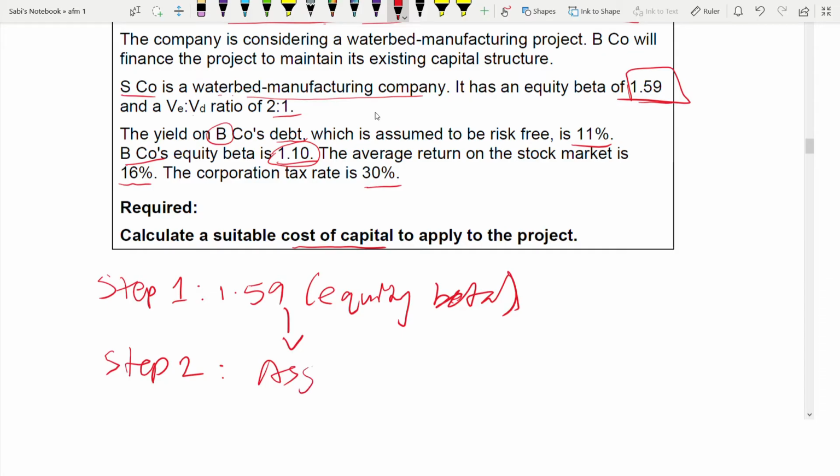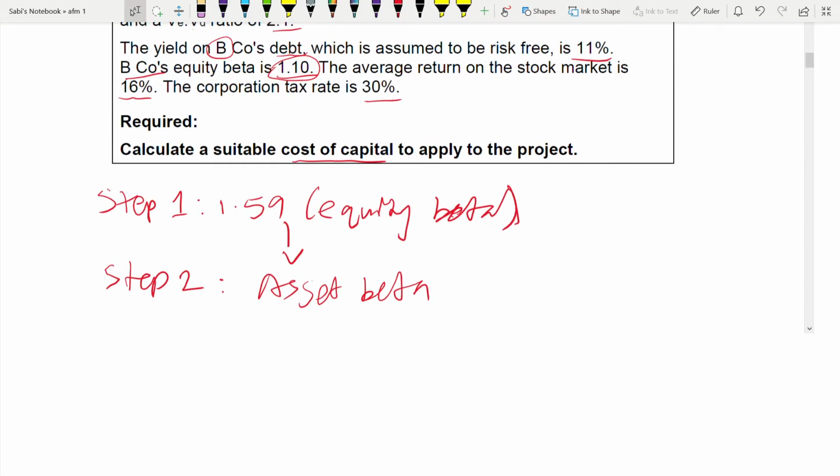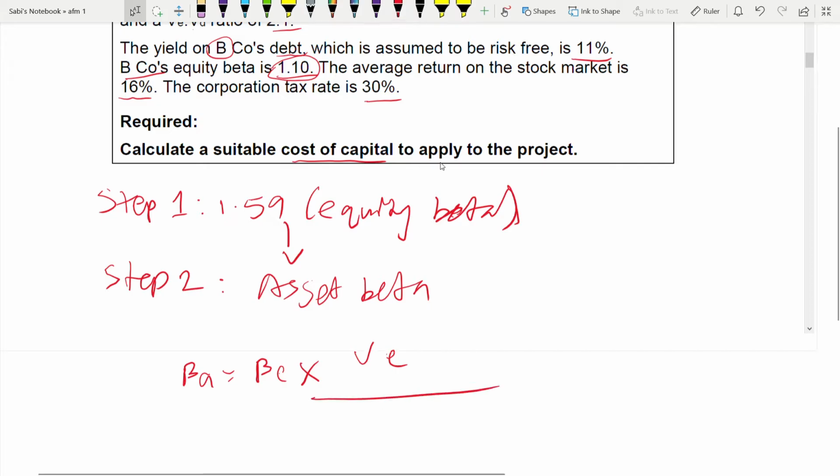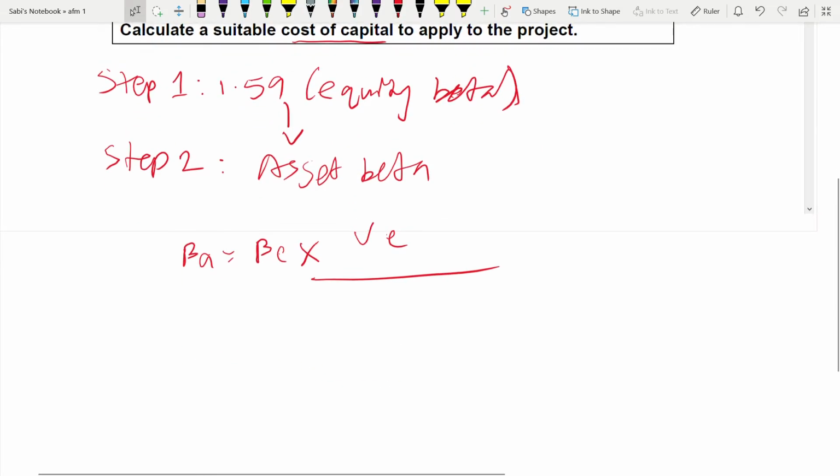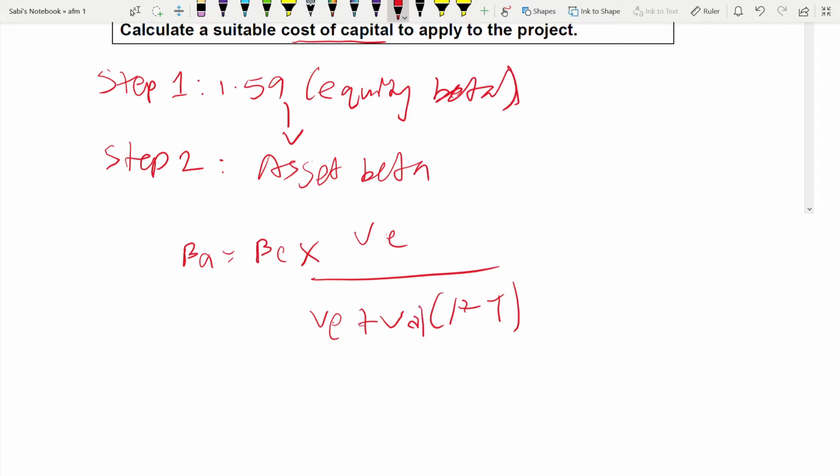Asset beta: you have to convert that equity beta to asset beta. That means remove the financial risk from it. How do you do that? What is the formula? The formula is already given. I'm writing it here again. Asset beta is equal to equity beta multiplied by the value of equity divided by the equity plus debt times (1 minus tax), because we know that interest is tax deductible. So this is the formula that you have to use.